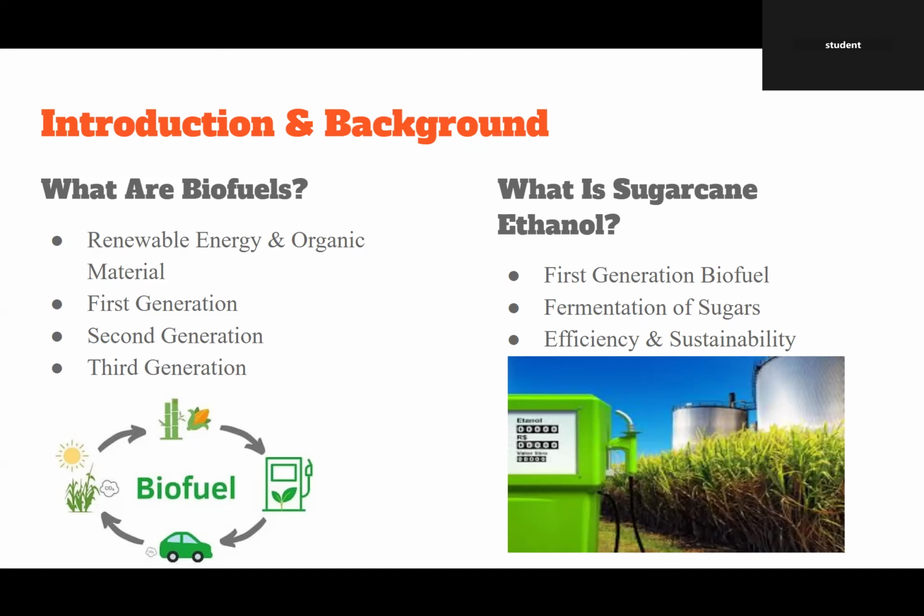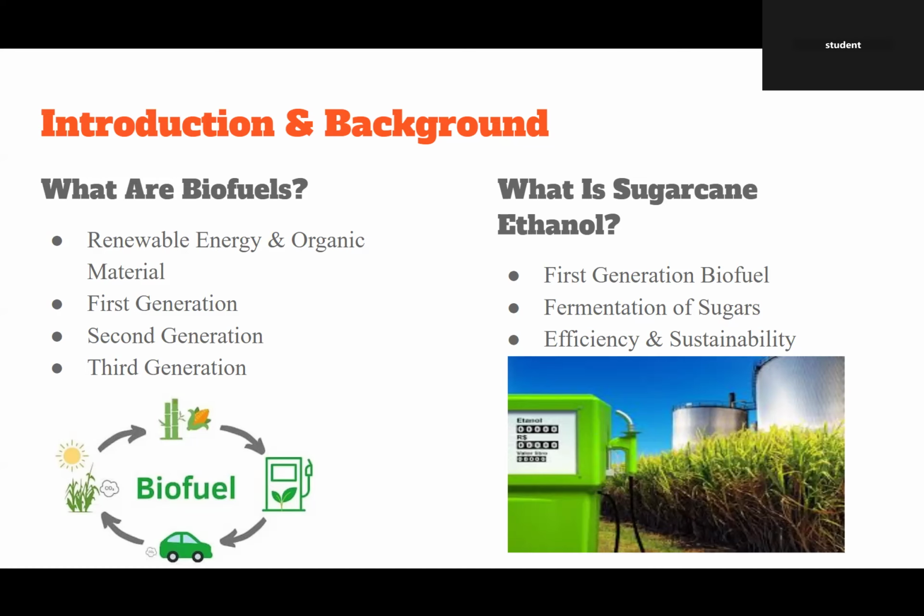The first generation biofuels come from food crops like corn and sugarcane, while second generation use non-food biomass like crop residues and wood. Third generation biofuels are made from algae, and fourth generation, which is the one I told you is more researched rather than practiced, involves advanced technologies like genetically modified organisms and carbon capture to create a substantial biofuel. Now that we know the background of what biofuels are, we can begin to talk about sugarcane ethanol specifically as a biofuel.